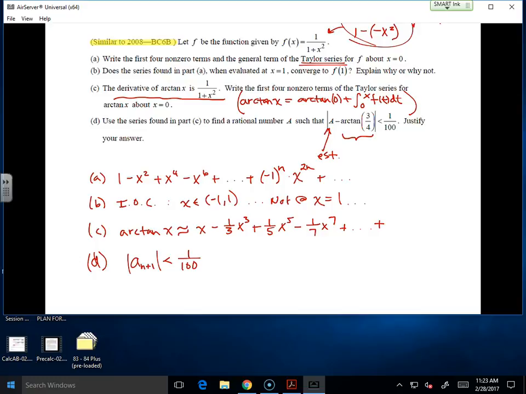So negative 1 to the n times x to the 2n minus 1. Are we starting at 0? Always starting at 0, yeah. 2n? Wait, does that work though? No, it must be 2n, I need odd numbers, right? Yeah. So over n plus one, right? Or 2n plus one, yeah, 2n plus one.